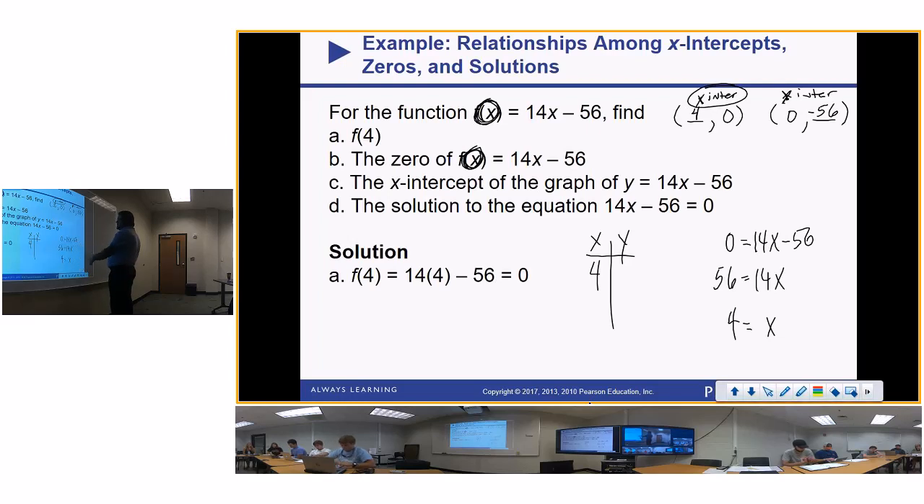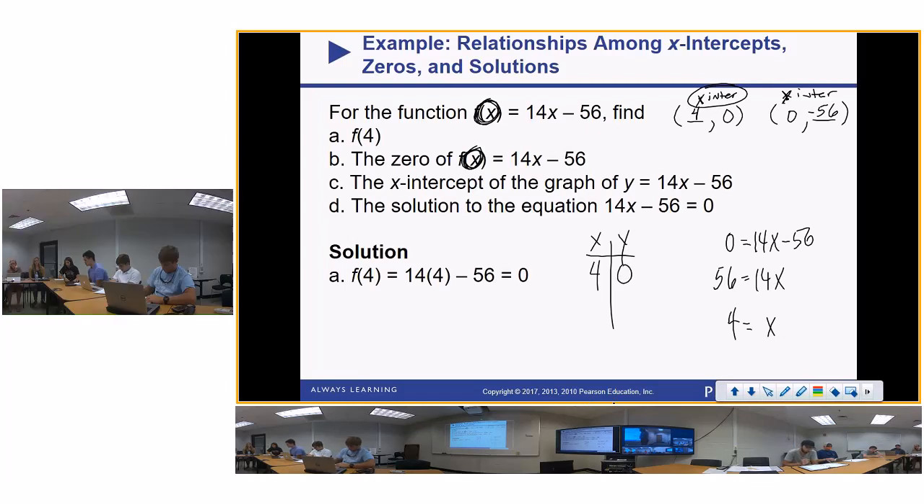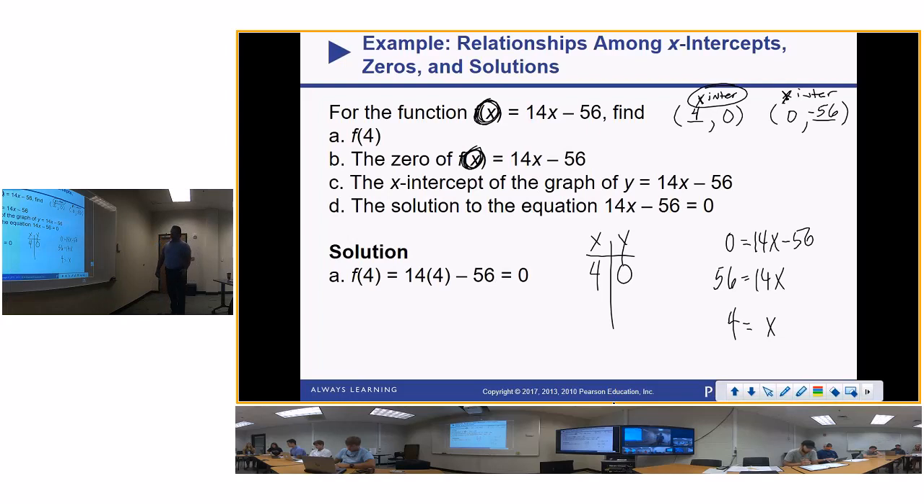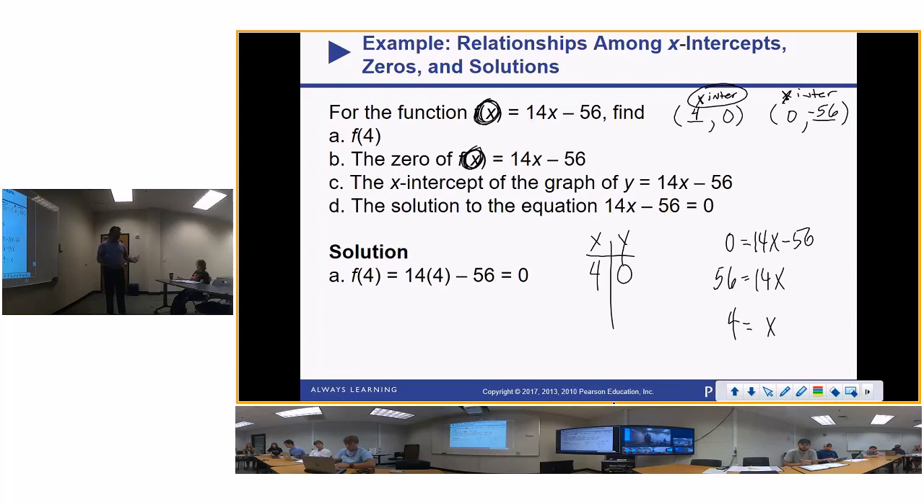56 minus 56 is what? 0. Okay? Oh, that's the x-intercept. They're asking you to find the same thing over and over and over. That's not really a good test question. It's a good question to do in class, but I'm not going to do the 0 because the 0 is the same thing as the x-intercept, and A is the same thing as the x-intercept, and the solution.